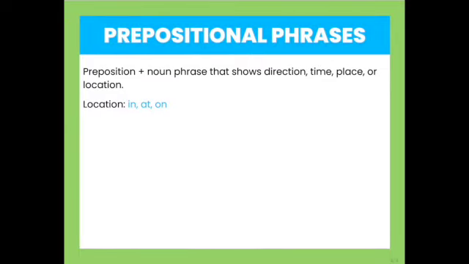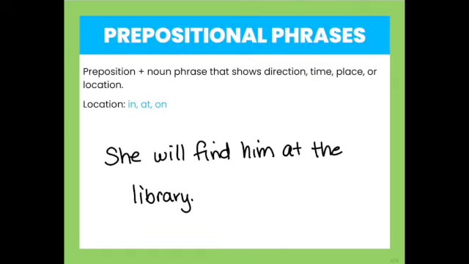Very similar to place, we also can talk about location. And for location, we typically use either the prepositions in, at, or on. Let's take the sentence, she will find him at the library. So in this sentence, she will find him is the main clause of the sentence. So we've added a prepositional phrase to show the location where she will find him, and that is at the library. At is the word that is the preposition in that particular case. And the library is the noun phrase that helps complete that prepositional phrase. So she will find him at the library.